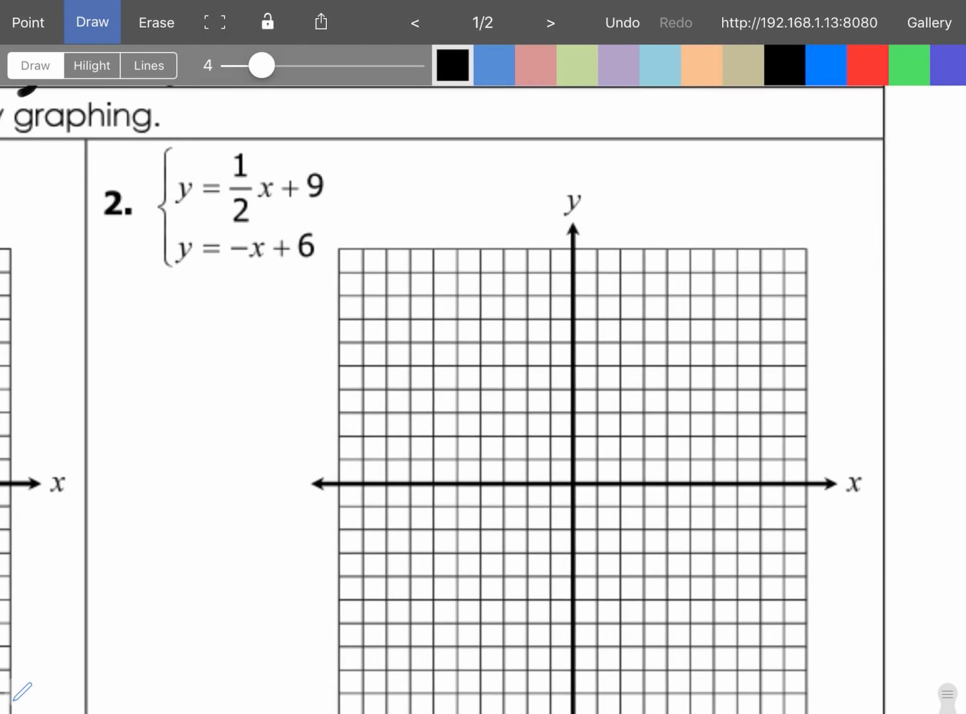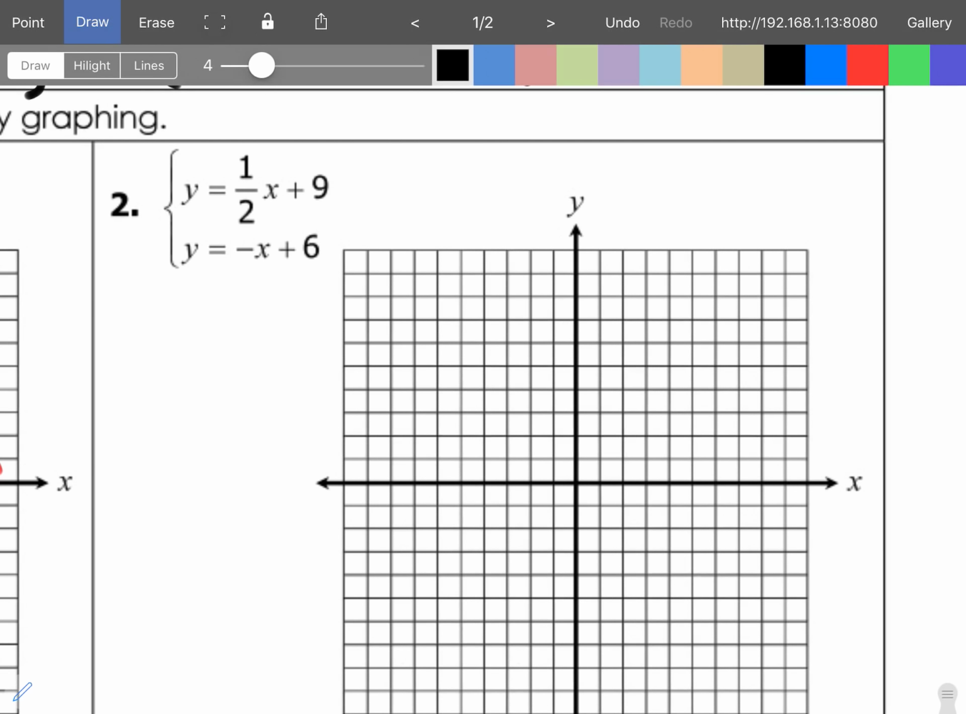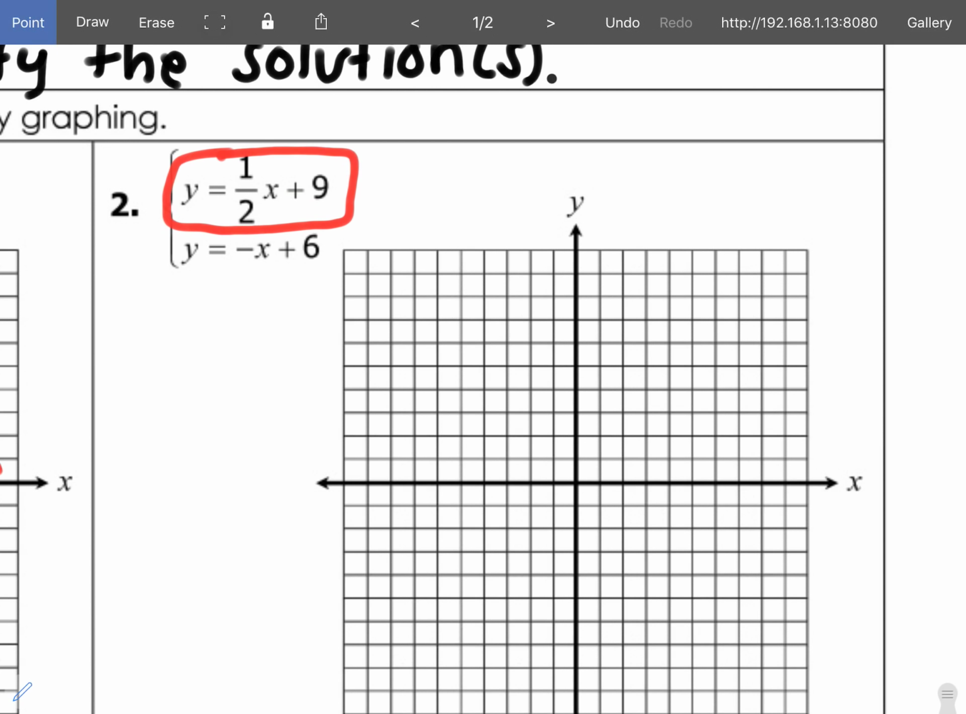Let's try the next one. First step, is it in y equals mx plus b? Yes, both of them are. Second step, I'm going to graph this one in red. We're going to graph the lines. So the first line, it says it has a y-intercept of 9. So I'm going to go up 9. The positive tells me up 9 on my y. 1, 2, 3, 4, 5, 6, 7, 8, 9. Make a point.